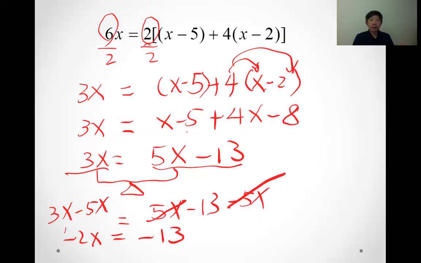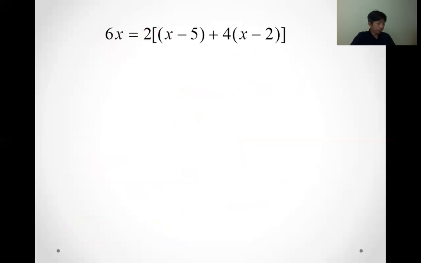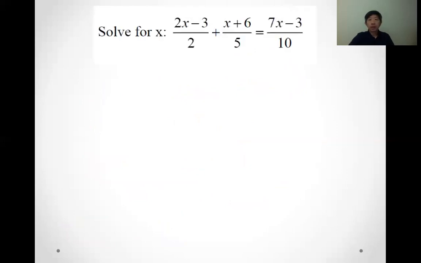Now next, I'm going to find out what x is. So I divide by negative 2 on both sides. So x actually is negative 13 over negative 2, all right? So the answer will be 13 over 2, or we can say 6 and 1/2, okay? So that is how we solve this problem, all right? Next problem.